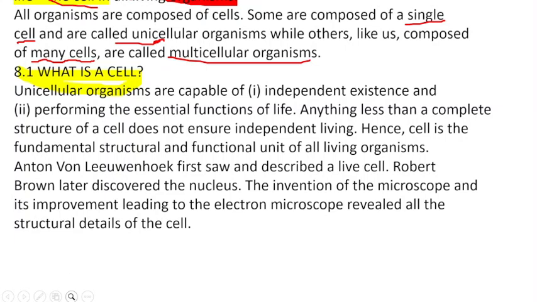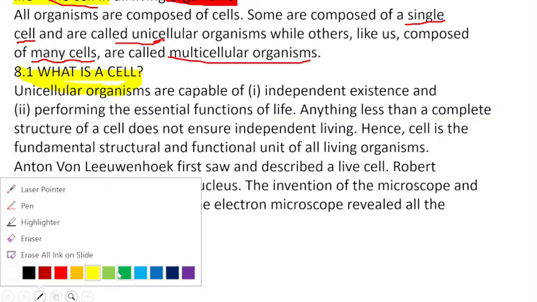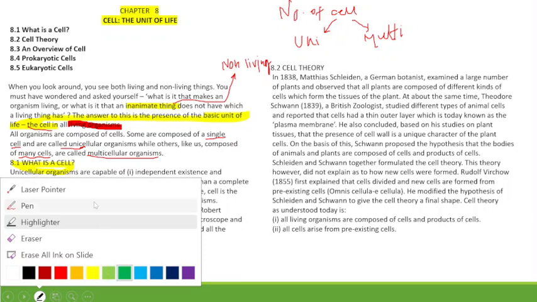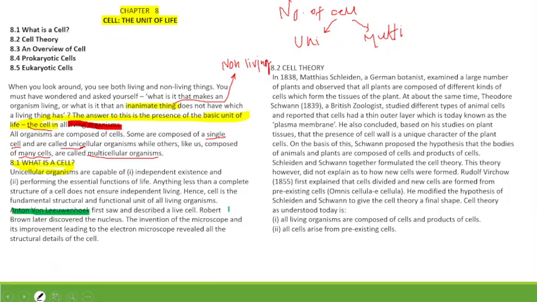So, the first person to describe and see a living cell is Anton von Leeuwenhoek. So he was the first person who saw and described a living cell. And Robert Brown later discovered the nucleus. So firstly, this cell was described, and later the nucleus was reported by Robert Brown.